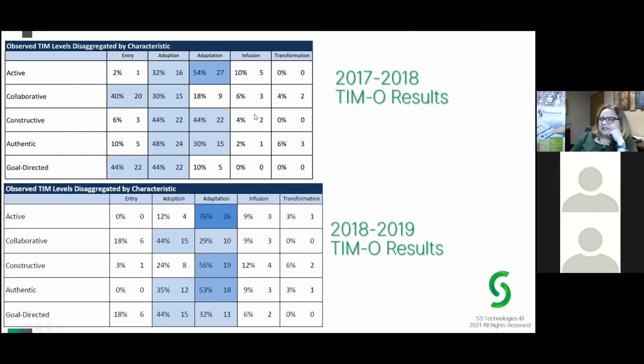So this is a nice little chart that goes over the 5 different characteristics: the active, collaborative, constructive, authentic, and goal-directed, and where the observations ranked. This is for all the observations that were done that year, and where they fell. So you can see for this first year, they were really at the adoption level. They were starting to use it, starting to give the kids some hands-on, but still very much in control of the technology, using it exactly like, here's how we're going to do it, and this is what we're going to do.